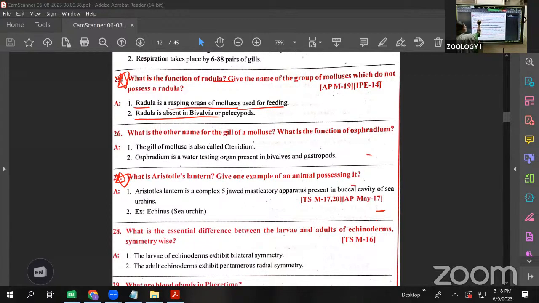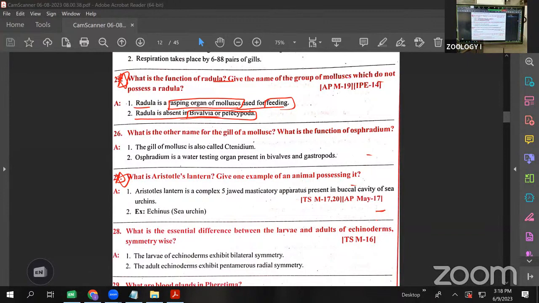Here, the radula is the rasping structure of the mollusk. What is its use? It is useful for feeding. In the bivalvia, the pelecypoda, they do not have the radula. The remaining all have this.